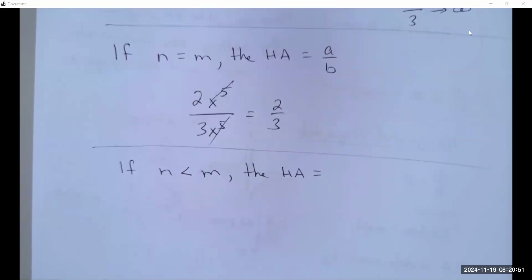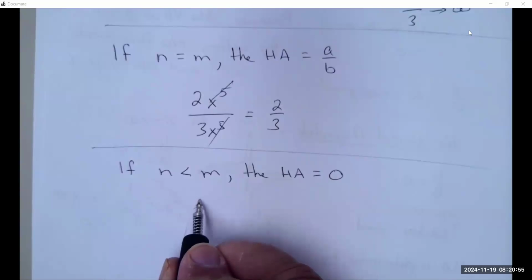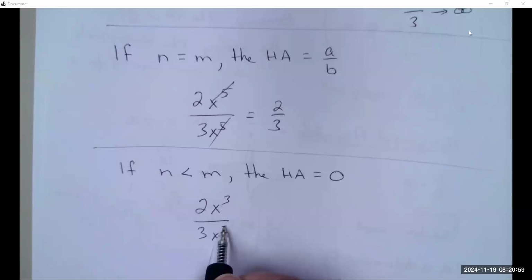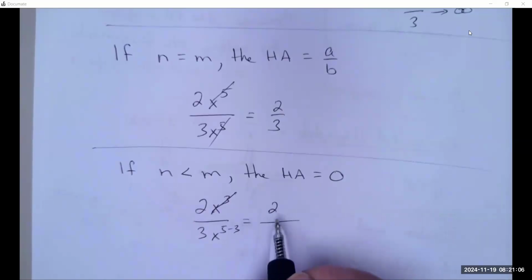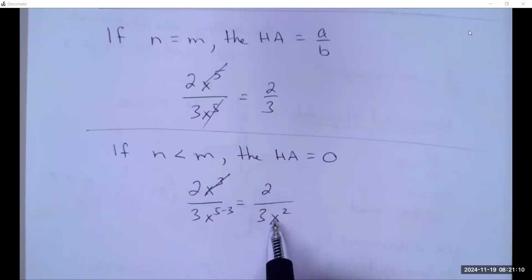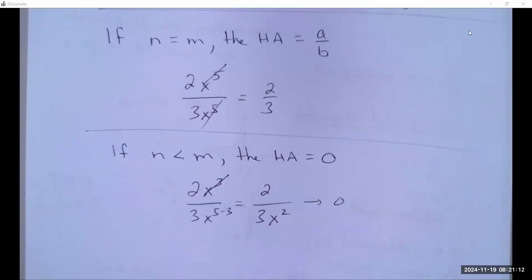Very good. Because if we had 2x to the third over 3x to the fifth, we can cancel 3 of those. And as x goes to infinity, this one goes to 0.